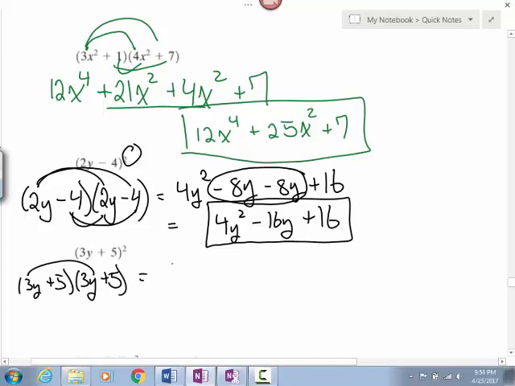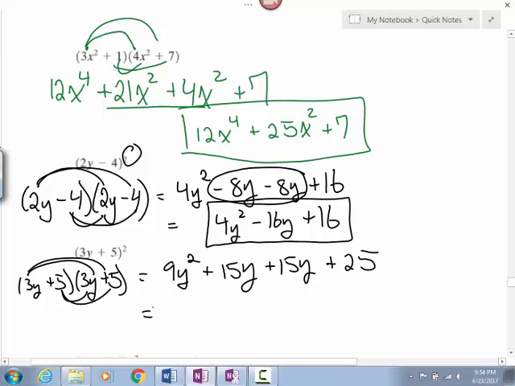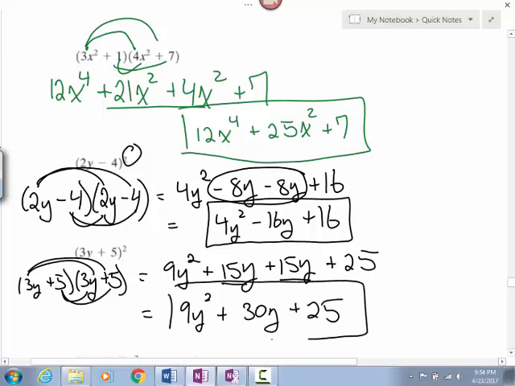So 3y times 3y is 9y squared. 3y times 5 is a plus 15y. 5 times 3y is another plus 15y. And 5 times 5 is a plus 25. So now we have 9y squared plus 15y and another 15y is a plus 30y, plus 25. Great.